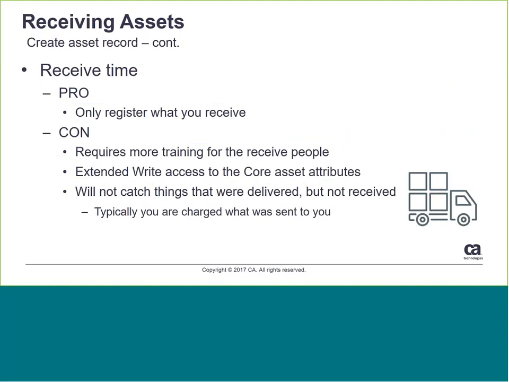We can register it at receive time. The pro here is that you only receive what you get in the door. It's really physical: you see a box, you register it, that's it, super easy. The problem is that, as I said before, typically the shipping list from the vendor is the list of what they expect to send, so you cannot reconcile if you're not sent everything, right? Also, it requires more training, and it opens up access to some of the key values. Typing in serial numbers and barcodes and those types of things.